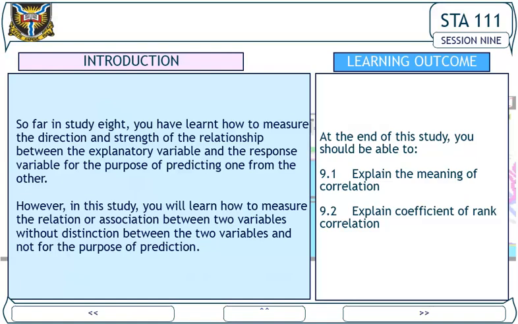Learning outcomes for study section 9. At the end of this study, you should be able to explain the meaning of correlation, explain coefficient of rank correlation.